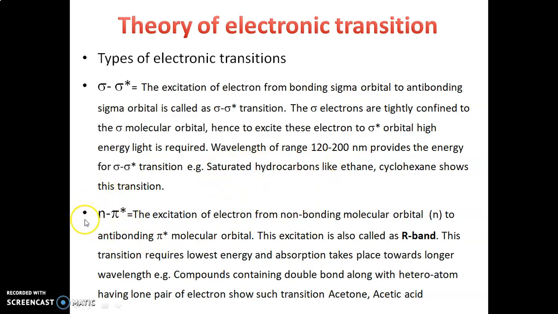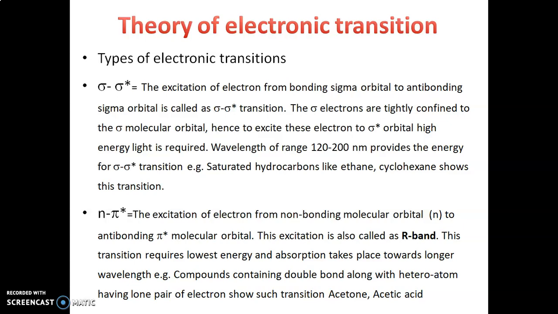Further, the n to pi star transition. The excitation of an electron from non-bonding molecular orbital to the anti-bonding pi orbital will be called an n to pi star transition. This transition is also called the R band, or we can say the peak obtained due to this transition will be called the R band.